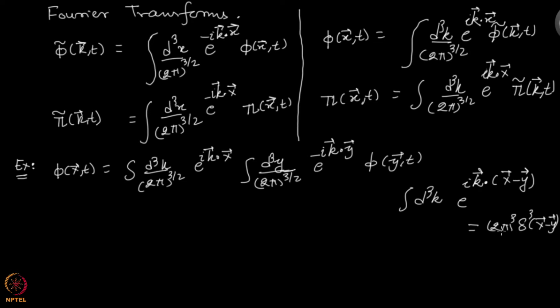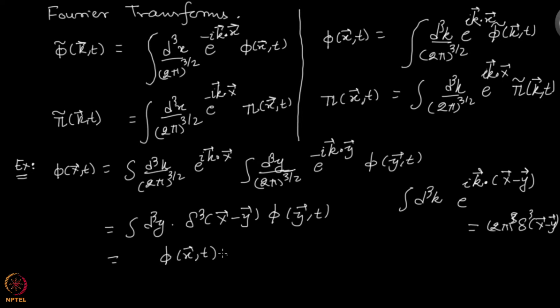Okay, so I get a factor of (2 pi) cube, and that factor of (2 pi) cube cancels with these 3 halves powers. Okay, so there is no factor of 2 pi left. I have a delta function, and the integral over k is gone. So you are left with integral d cube y delta cube (x minus y) times phi(y, t). And now this delta function will just force the y to become x, giving phi(x, t). Okay, so we have also verified that everything is good with the Fourier transforms that we have defined. It was meant to be a minor exercise here. Okay, good.